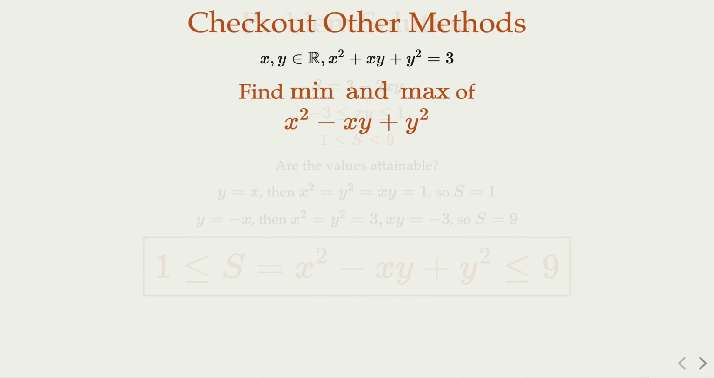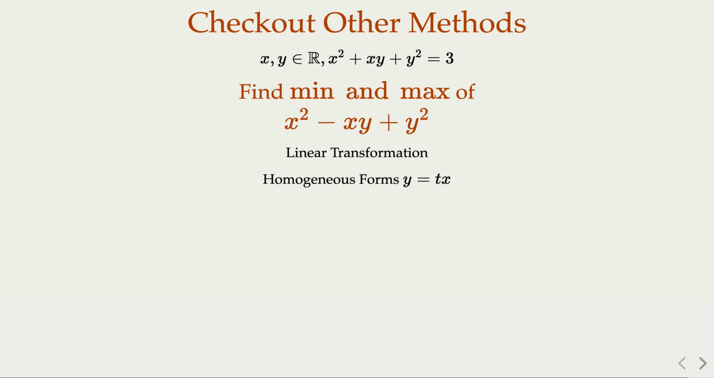Please check out other videos for other methods. Earlier we have the linear transformation, and there are also homogeneous forms by using y equals tx. And of course, there is the Lagrange multiplier for constrained optimization problems. That is another way of solving this problem. And so the total is 4 methods.